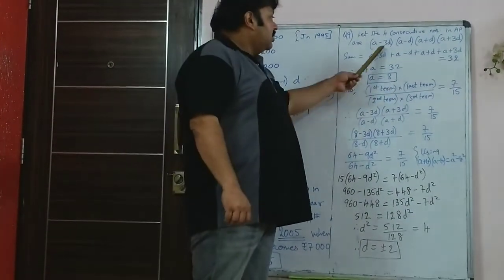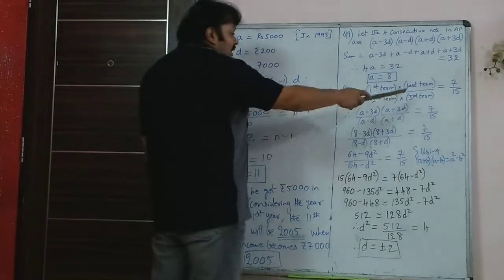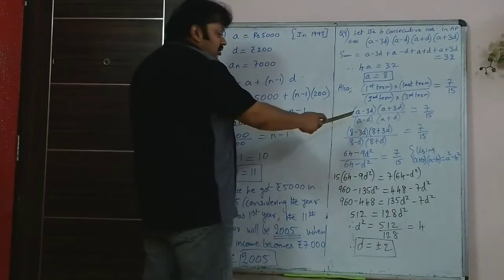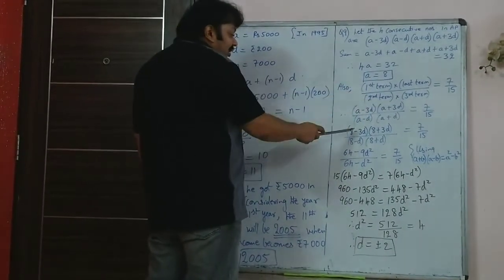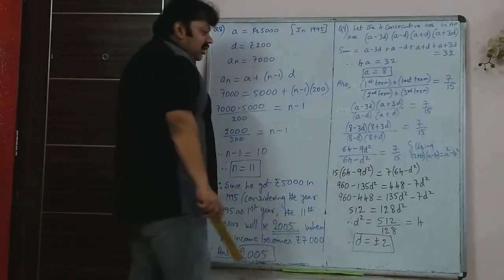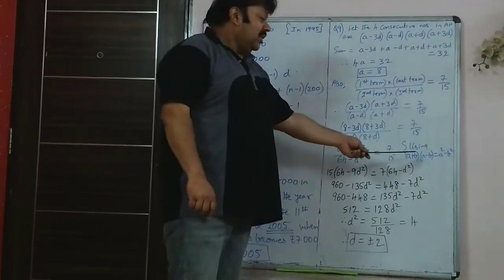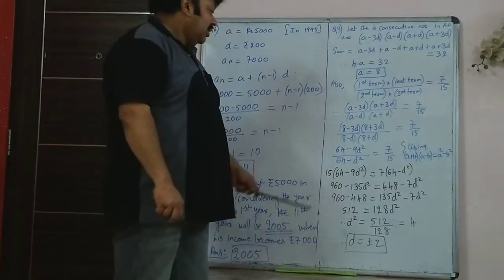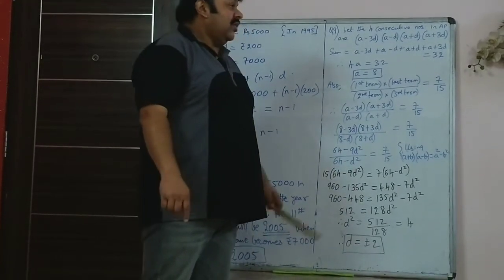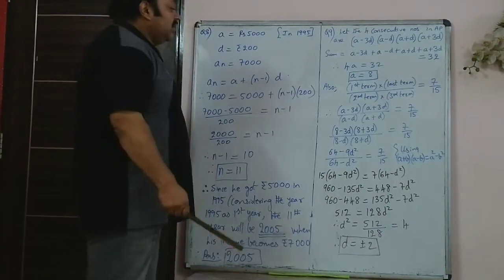So A minus 3D is the first term, the last term is A plus 3D, the second term is A minus D, and the third term is A plus D. So this gives you 7 by 15. When you substitute for A, you get 8 minus 3D and 8 plus 3D, and down you get 8 minus D and 8 plus D. That gives you 7 by 15. So in the product you are using a plus b, a minus b is a squared minus b squared. So 8 squared is 64 minus 3D the whole squared, which is 9D squared. And the denominator is 64 minus D squared, is 7 by 15.